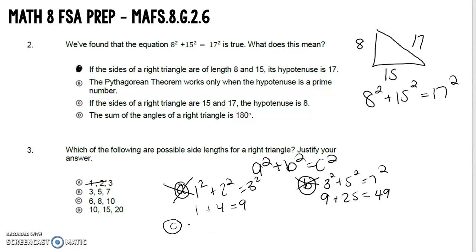What about C? 6 squared plus 8 squared equals 10 squared. So this would be 36 plus 64 equals 100. Hey, that works. 100 equals 100. So C is our answer.